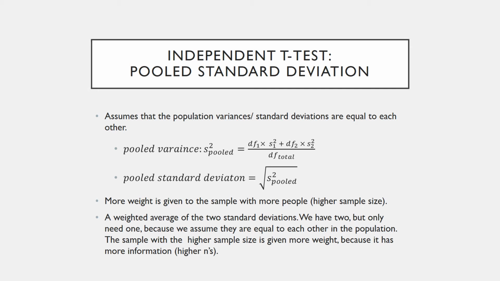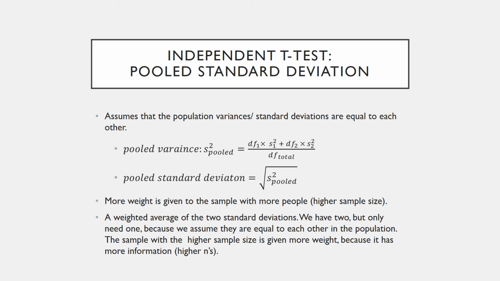The degrees of freedom are a little bit strange, and Excel can do it pretty easily for you, but we're not going to do it by hand in this class. So again, we're going to assume that the population variances are equal to each other, or the population standard deviations are equal to each other.